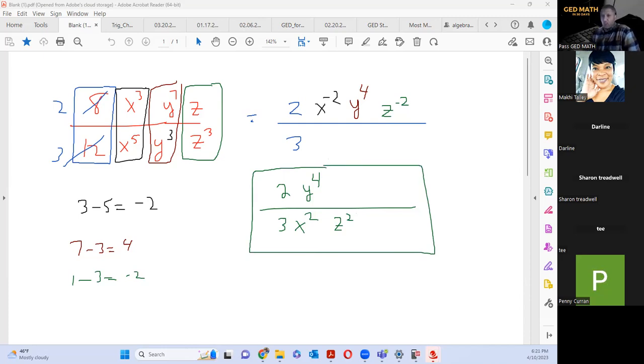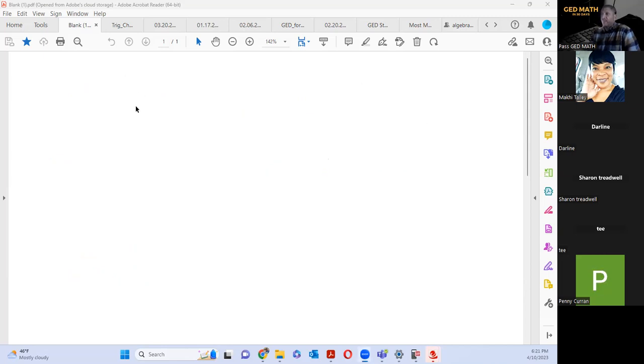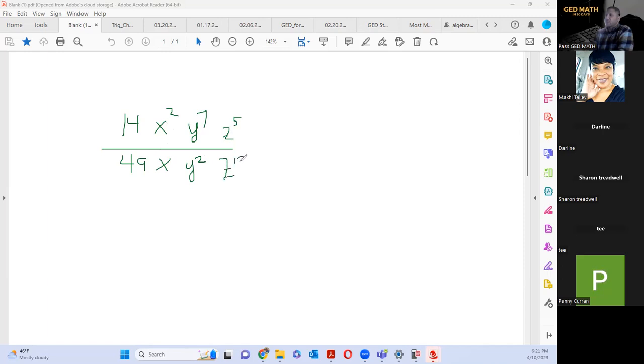Okay, so I'm going to make another one up real quick, just so we understand how to use the negative. So let's do 14 x to the second y to the 7 z to the 5th over 49 x y squared z to the 12th.